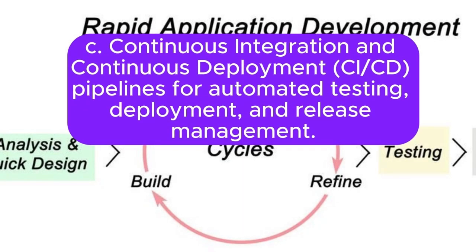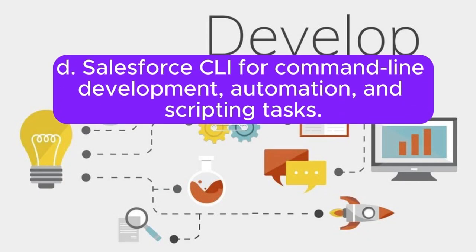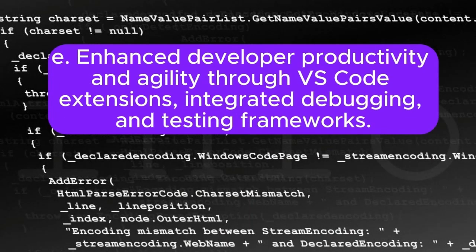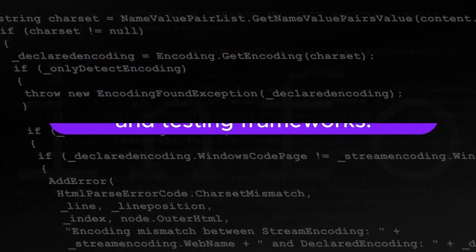C. Continuous integration and continuous deployment, CI/CD pipelines for automated testing, deployment, and release management. D. Salesforce CLI for command line development, automation, and scripting tasks. E. Enhanced developer productivity and agility through VS Code extensions, integrated debugging, and testing frameworks.